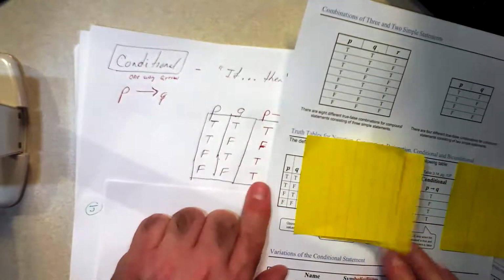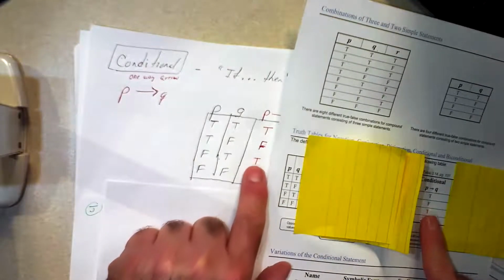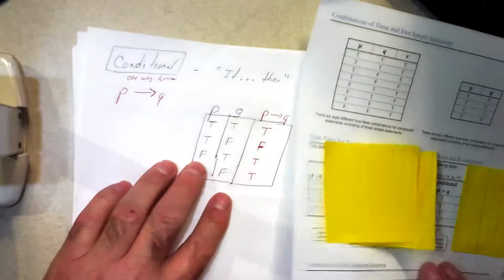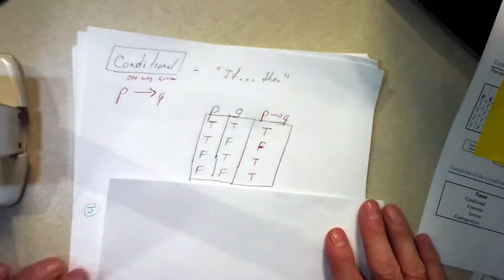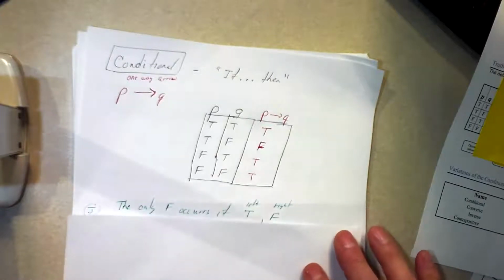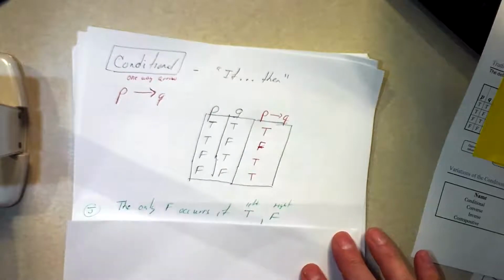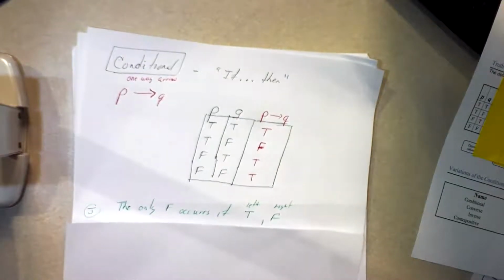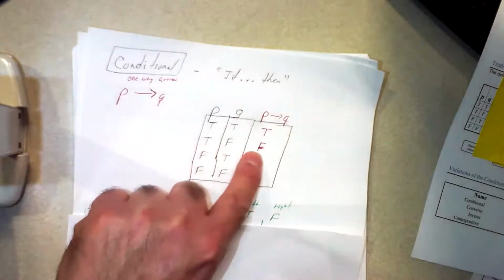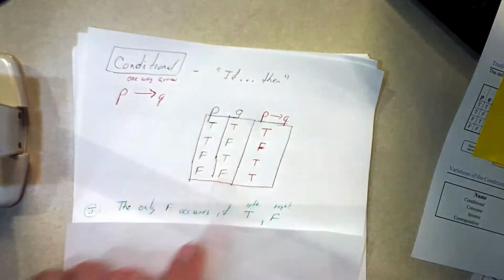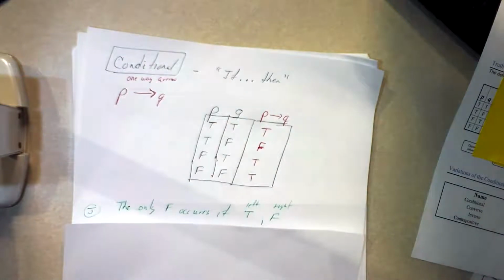There they are. T, F, T, T. Again, you don't have to remember it, but if you want to remember them, how do I remember it? Well, someone told me that only one false occurs, and that is if T is true on the left and false is on the right. Yep, look at that. That's the only one that ends up being false, T on the left, false on the right. Everything else ends up being a true statement. So that's how you can remember conditional.